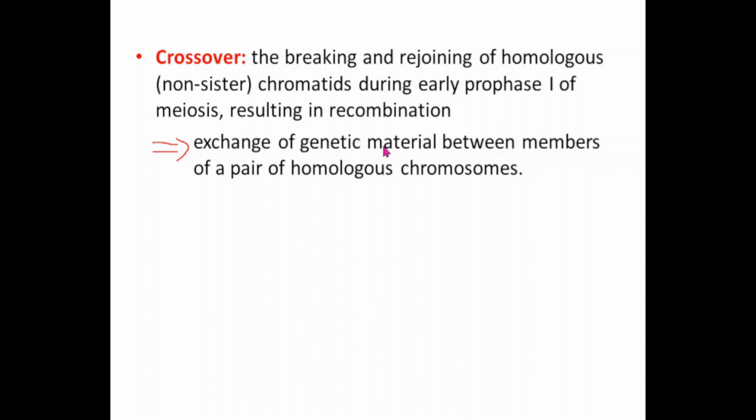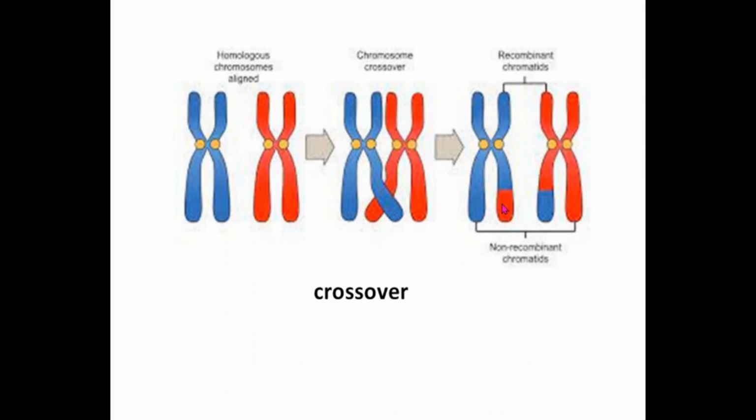Recombination means there will be what? A combination of different parts of non-sister chromatids. Okay? There will be non-sister chromatids. Therefore, crossing over is the process of exchanging genetic material between members of a pair of homologous chromosomes. This is just crossing over.